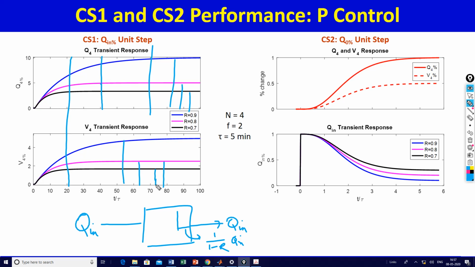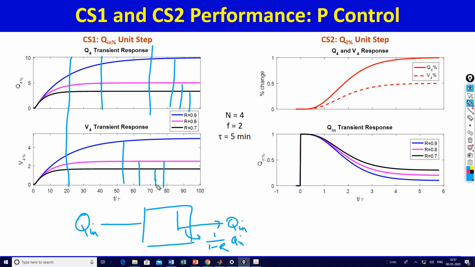But the point is, the larger the R, the more the change in the recycle flow, or flow in the recycle loop, the longer it takes. And so you've got for R equal to 0.9, 70 time constants being taken, for R equal to 0.8, 40 time constants, for R equal to 0.7, 20 time constants.